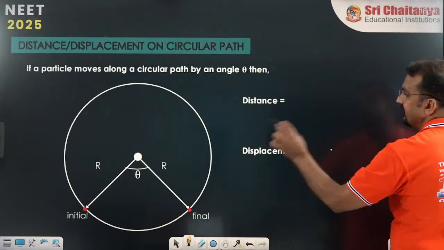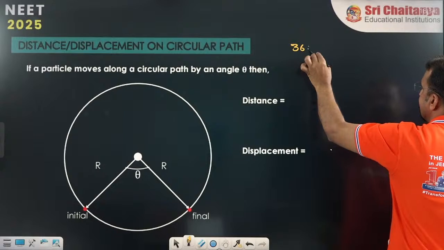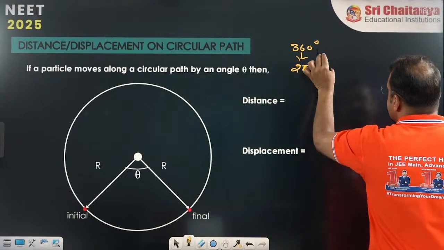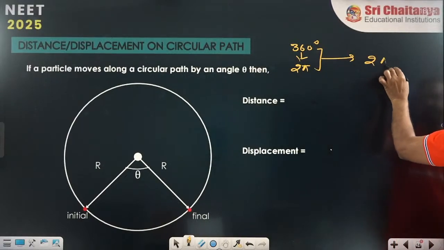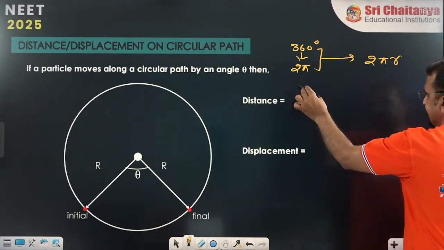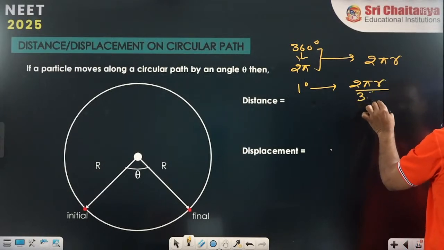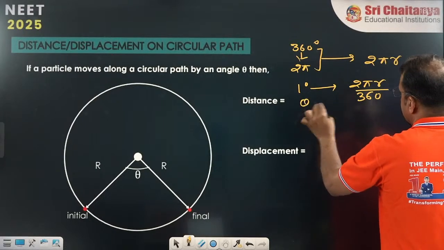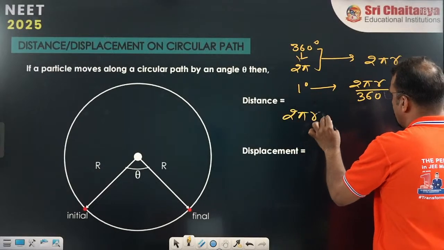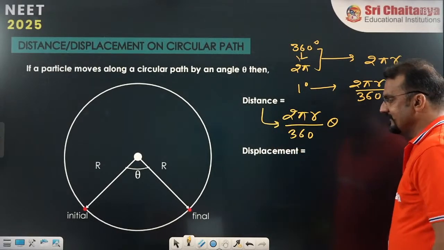Yes, tell me fast. If the angle is theta, that means if it is moving 360 degree, 360 degree in physics we call 2 pi radian. Covering distance for 360 degree is 2 pi r. Yes or no? And if we are asking about 1 degree angle, that is 2 pi r divided by 360. If someone asks about theta angle, multiply by theta. That means distance will be 2 pi r divided by 360 into theta. This is the distance. And what is the displacement?